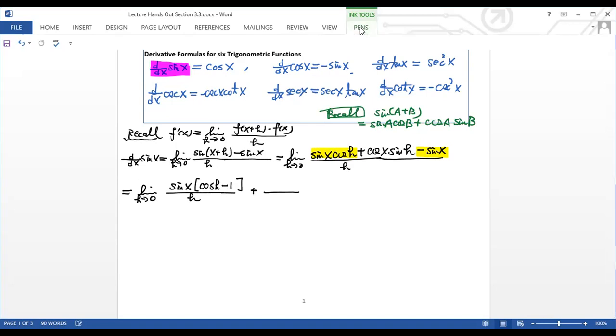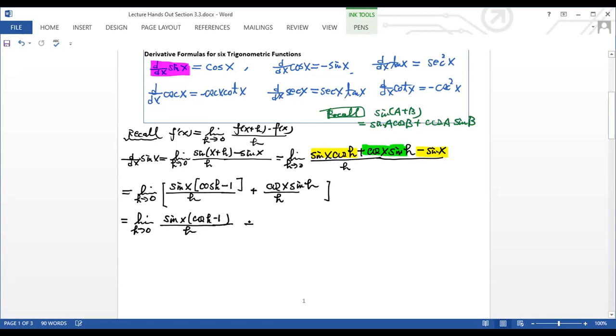Now I have the middle term. So the middle term is this green term here. So I have this green term left. So this is h. I just have what? Cosine x sine h. And by the law of limits, if you have the limit of the sum of two functions, you can just separate that. So this is the limit as h approaches 0 of sine x times cosine h minus 1 over h, plus the limit as h approaches 0 of cosine x sine h over h.